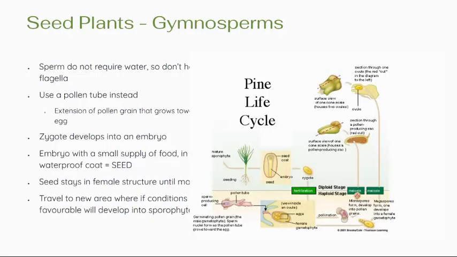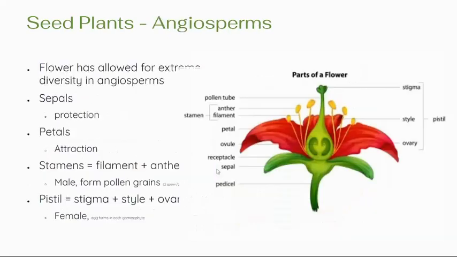They can't have too much, because the plant originally still needs to live. It can't just give all of its energy away to its seed that might not even fertilize, or might not even live. So the seed stays in the female structure until it's fully matured, and it will travel to a new area if conditions are favorable, and it will develop into a sporophyte and grow into a tree.